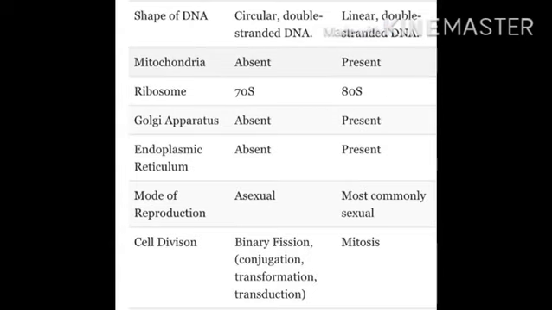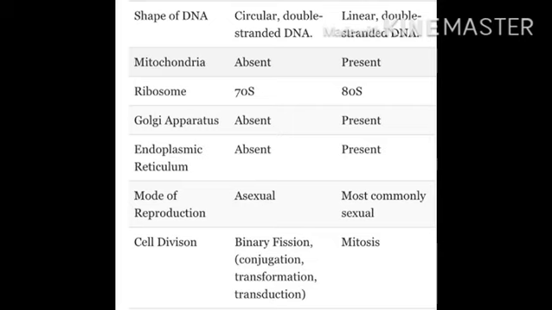Mitochondria is absent in prokaryotic and present in eukaryotic cell. Shape of DNA: circular double stranded DNA in prokaryotic, and linear double stranded DNA in eukaryotic. Ribosomes are 70S in prokaryotic cell and 80S in eukaryotic cell. Golgi apparatus is absent in prokaryotic cell and present in eukaryotic cell. Endoplasmic reticulum is absent in prokaryotic and present in eukaryotic cell.